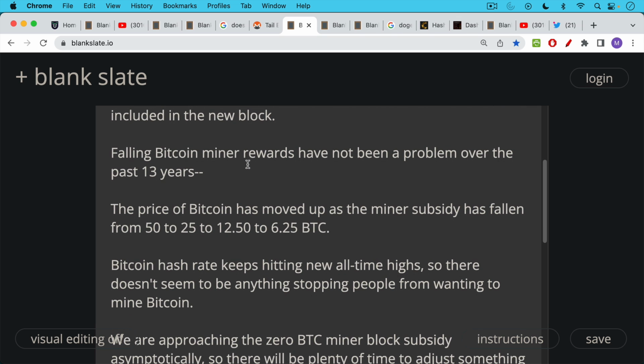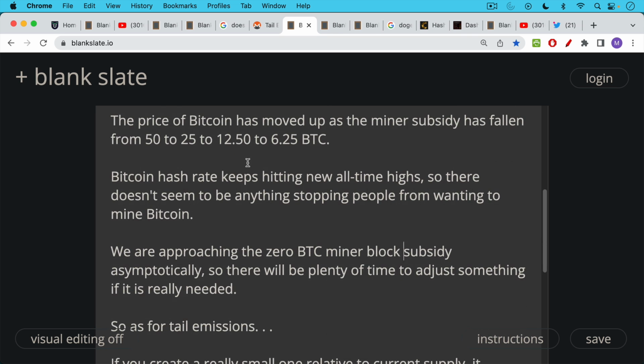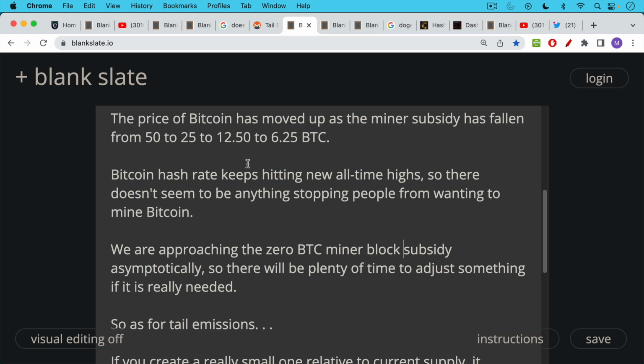And again, this block subsidy is moving towards zero very slowly. We're approaching it asymptotically and over time. So there's going to be plenty of time to adjust something if it is really needed. This is not a big problem. We'll be able to see how it plays out.